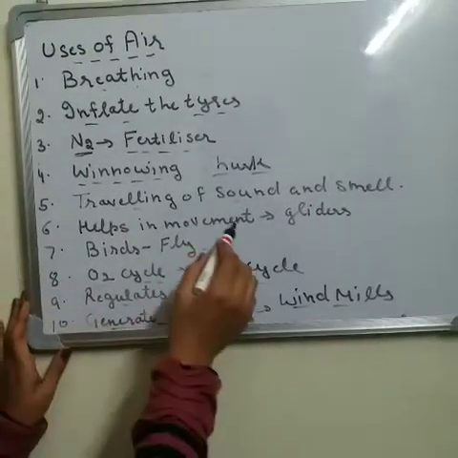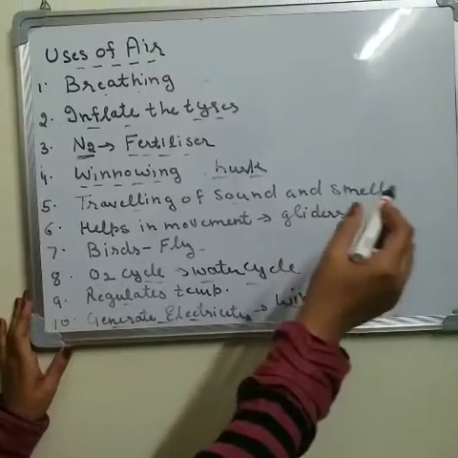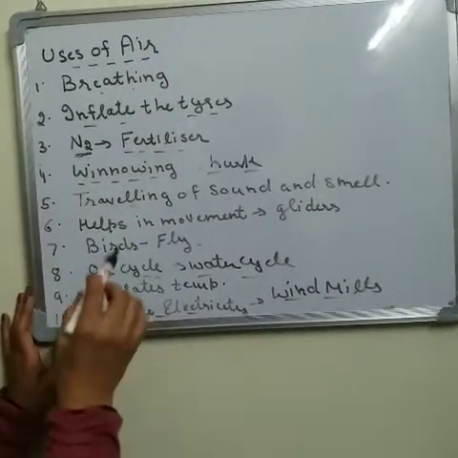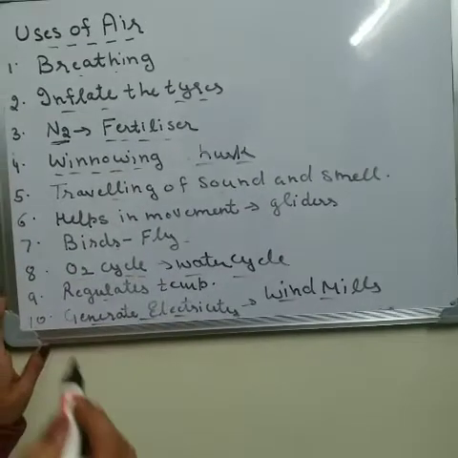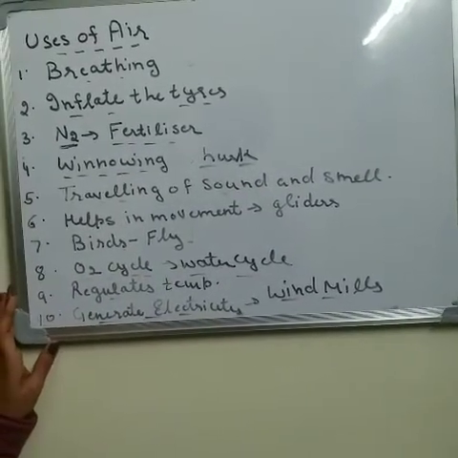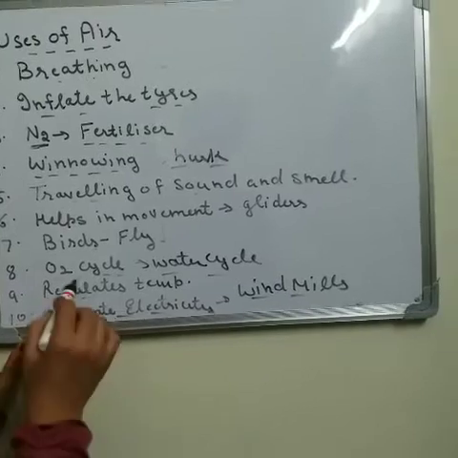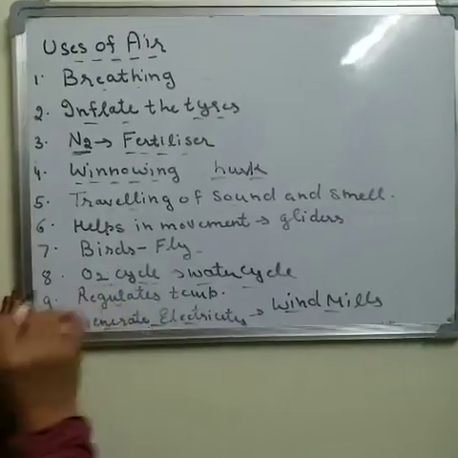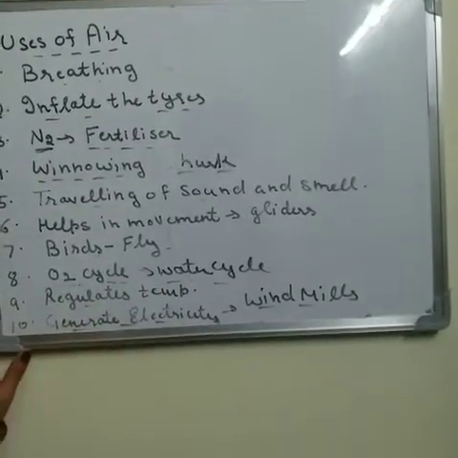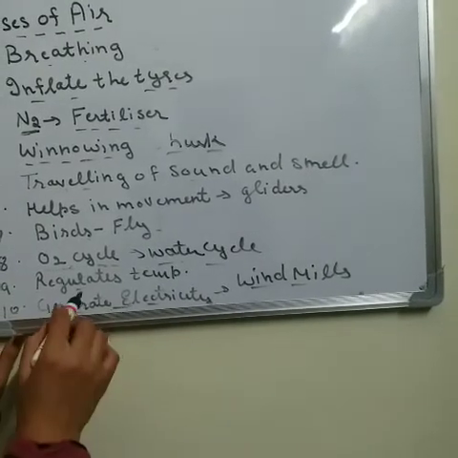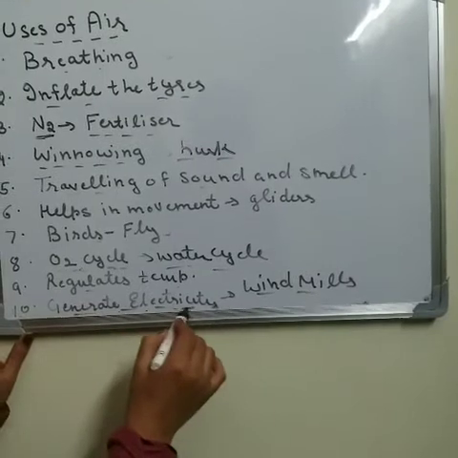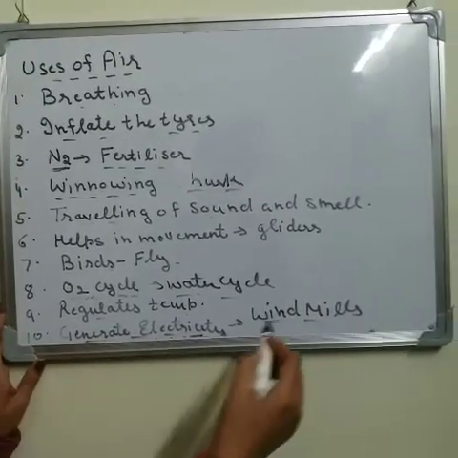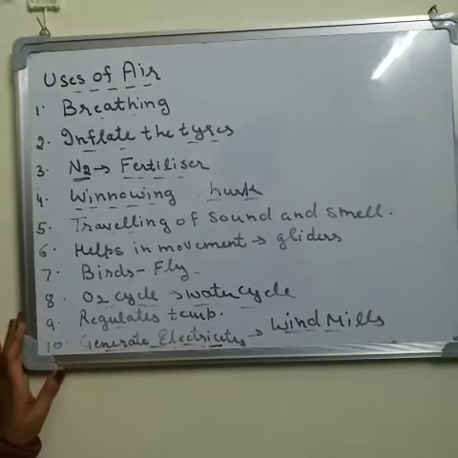Air helps in the movement of gliders, parachutes, aeroplanes and boats, and it is a must for that. Birds and insects can't fly without air. It is a must for flying. Air plays an important role in the oxygen cycle as well as in the water cycle. It regulates temperature, and with the help of air we can generate electricity.